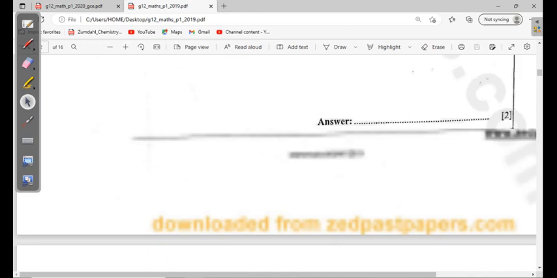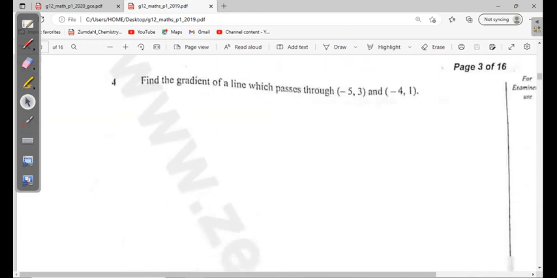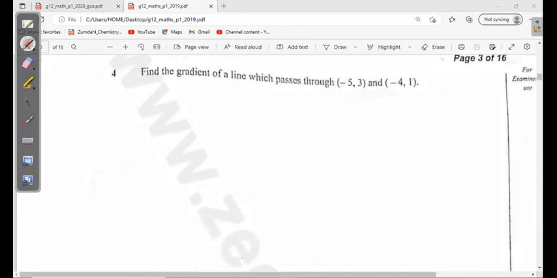We're going to question 4. Question 4 is saying find the gradient of a line which passes through (−5, 3) and (−4, 1). We need to know the equation of the gradient of a straight line.